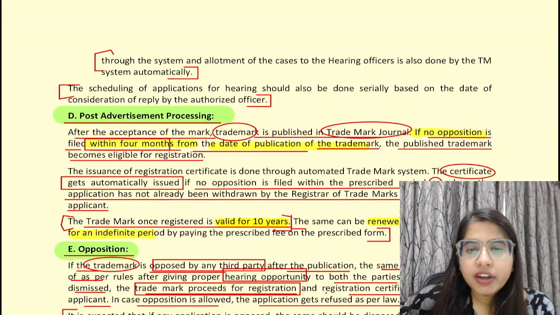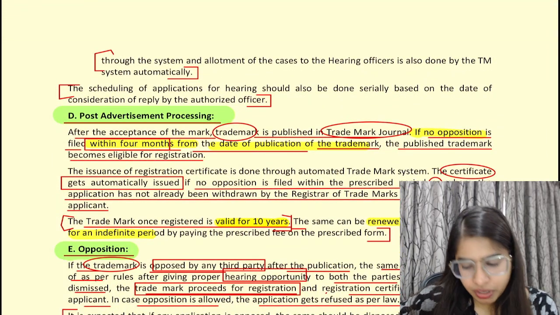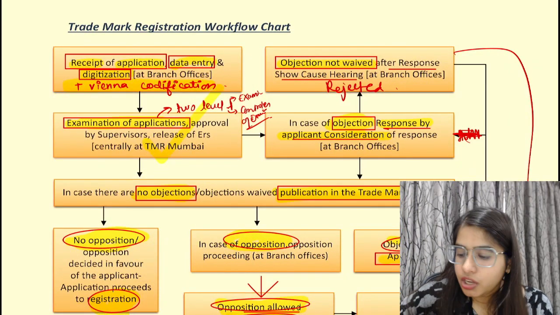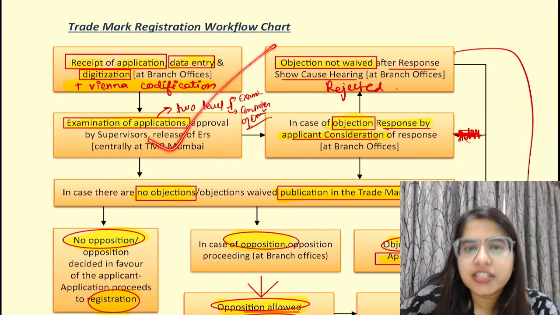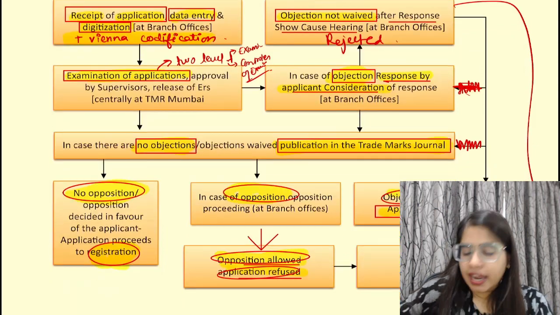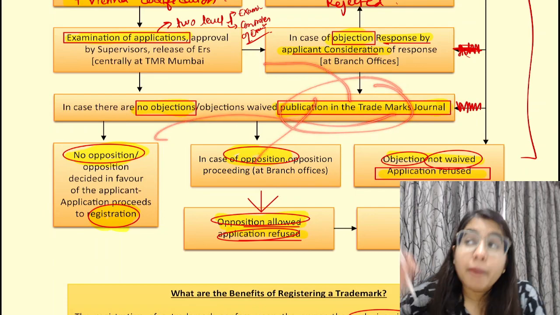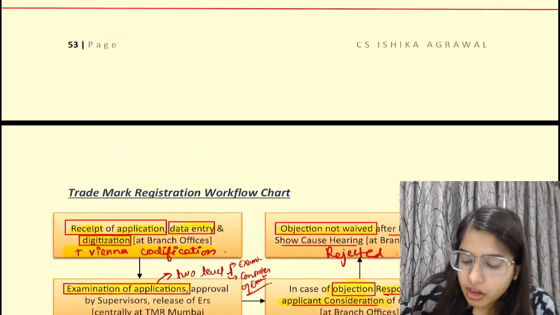Next is, what if everything is okay, the examination report is fine. Let's say the examination report is fine. So if the examination report is fine, or they are satisfied with my reply, in that case they will publish it in the trademark journal. Now here we are inviting objections from the public. Does any member of the public have any objection? Are we clear with this?